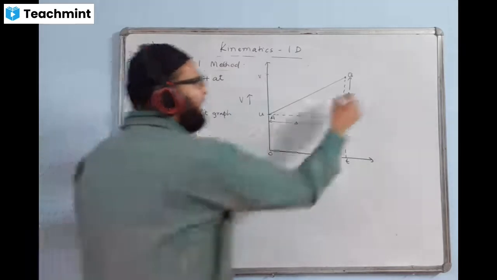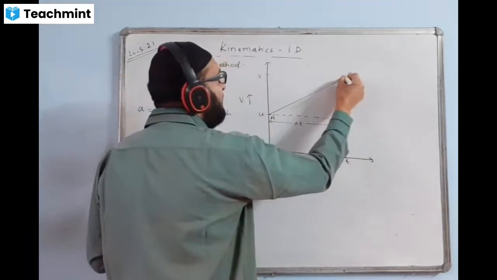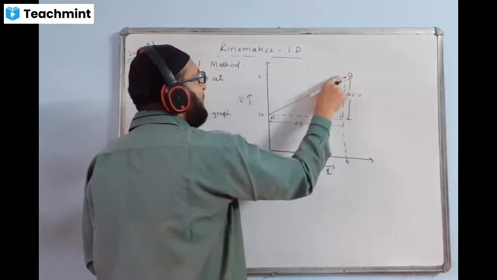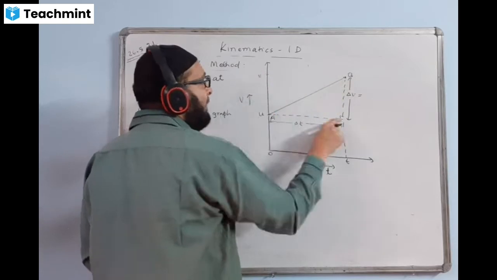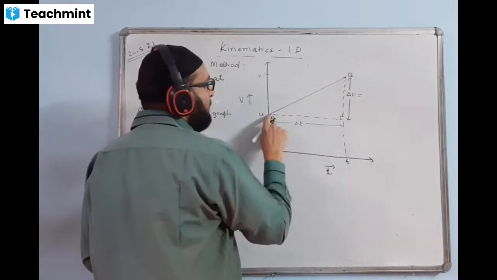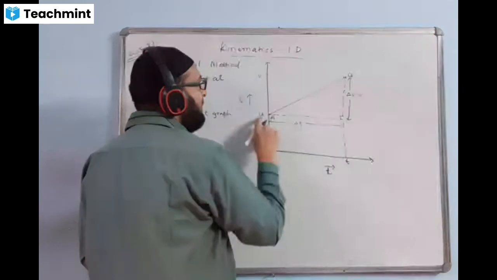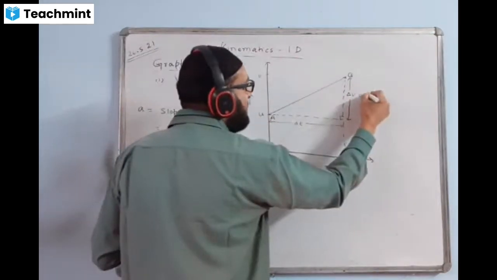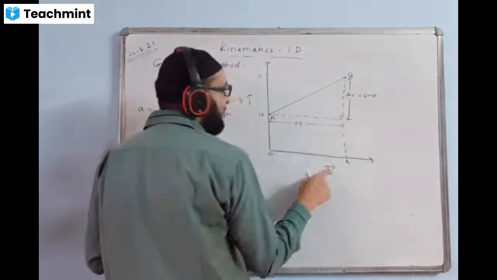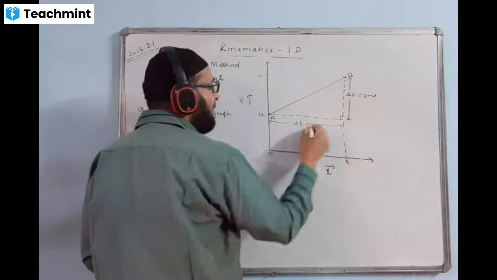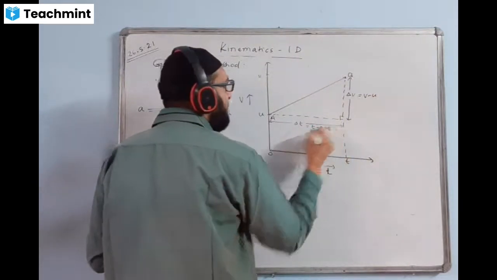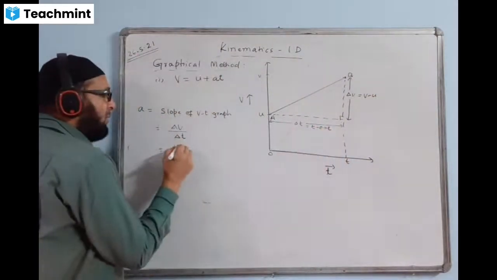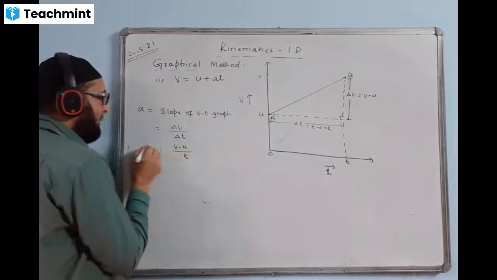What is the value of delta V over here, the change in velocity? What is the value of velocity at this point? The velocity is V. And at this point, what is the value of velocity? U. So I'll write V minus U. And the delta T value will be T minus 0, that means T. So here I write A equals V minus U by T.